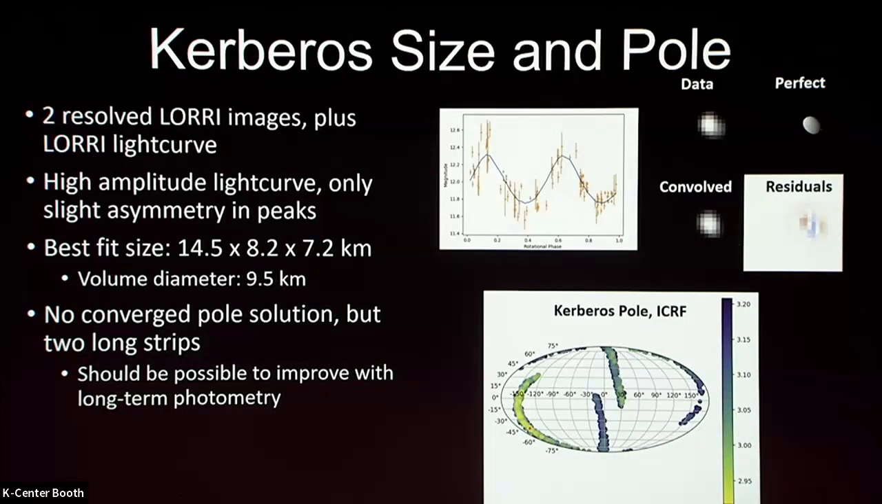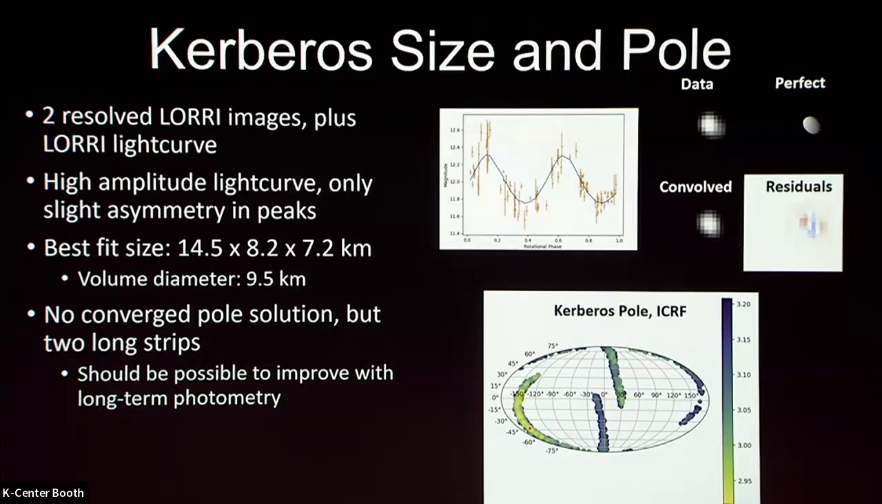Kerberos. So we only have two images for Kerberos. This is one of the two. But we do have a really nice light curve for it. And this took a bit of filtering because there are so many background stars, so I had to really work to filter out probably about 10% of the photometric observations that were just contaminated with starlight. But when you filter it out, you get this really nice light curve out of it.